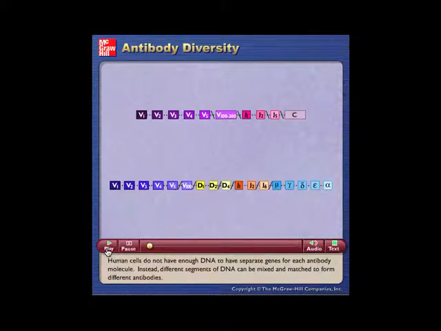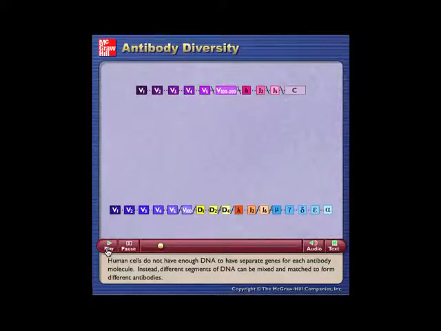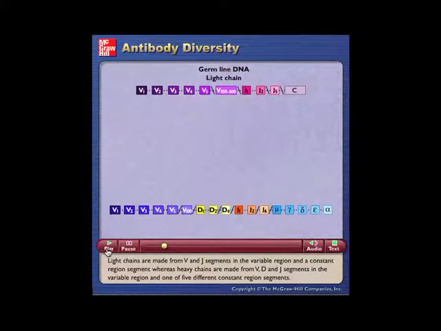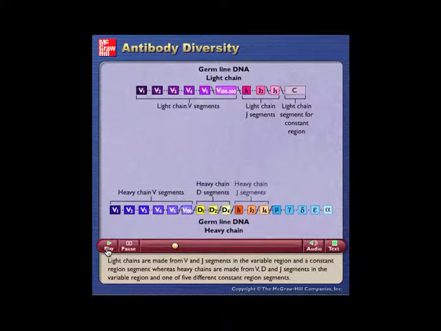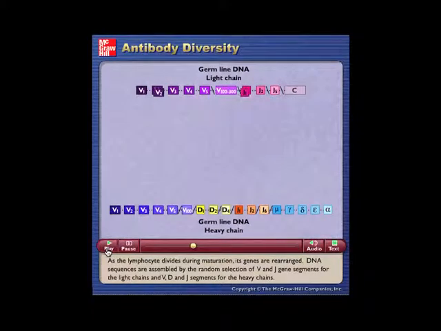Human cells do not have enough DNA to have separate genes for each antibody molecule. Instead, different segments of DNA can be mixed and matched to form different antibodies. Light chains are made from V and J segments in the variable region and a constant region segment, whereas heavy chains are made from V, D, and J segments in the variable region and one of 5 different constant region segments. As the lymphocyte divides during maturation, its genes are rearranged. DNA sequences are assembled by the random selection of V and J gene segments for the light chains and V, D, and J segments for the heavy chains.